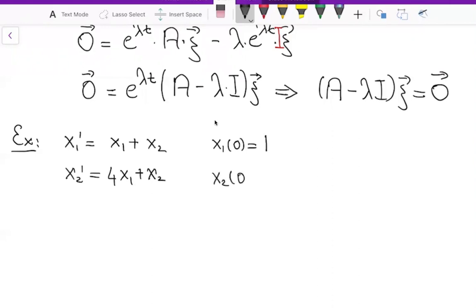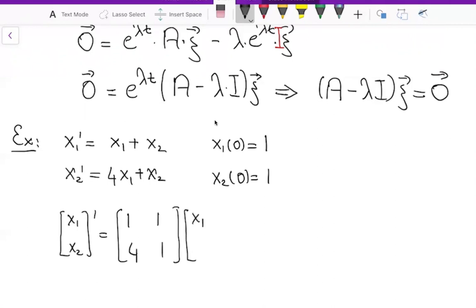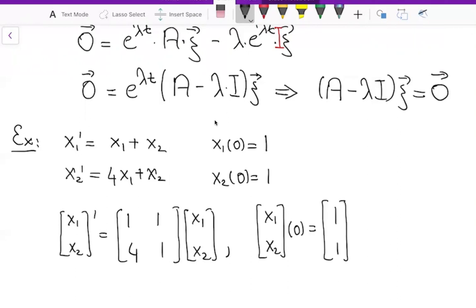And let's say x2 at 0 is also equal to 1. We will try to solve this. Now, if you write this in matrix notation, then we get x1, x2 prime is equal to [1, 1; 4, 1] times x1, x2, and x1, x2 at 0 is going to be equal to 1, 1. Okay, so we need to solve this.